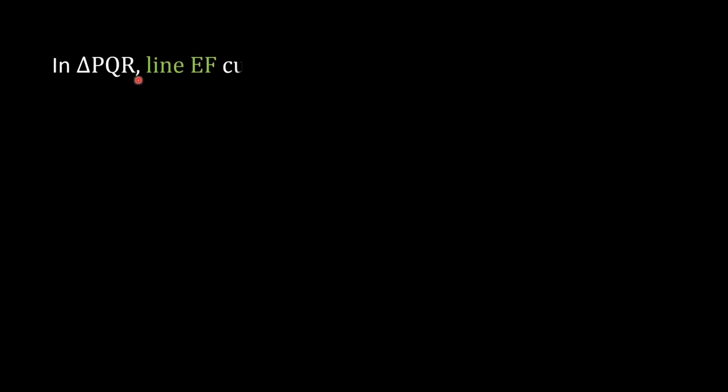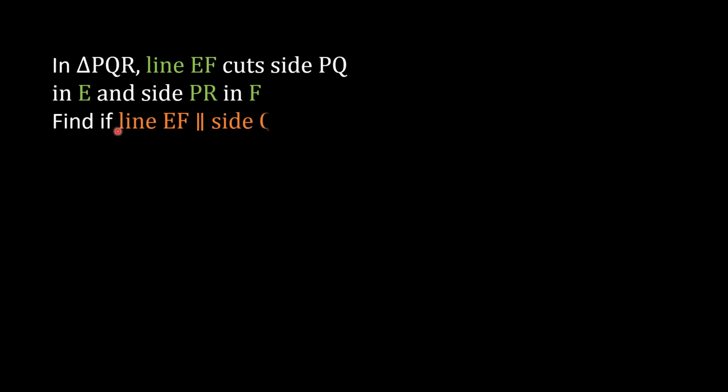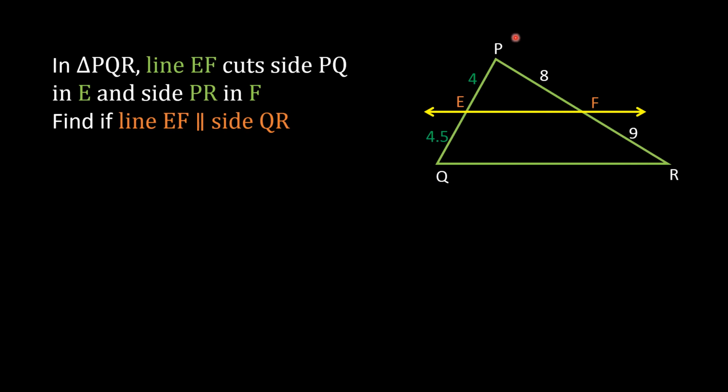In triangle PQR, line EF cuts side PQ in E and side PR in F. Find if line EF is parallel to side QR. Let us draw its figure. In triangle PQR, line EF cuts side PQ in E and side PR in F. We have to find out whether line EF is parallel to side QR.